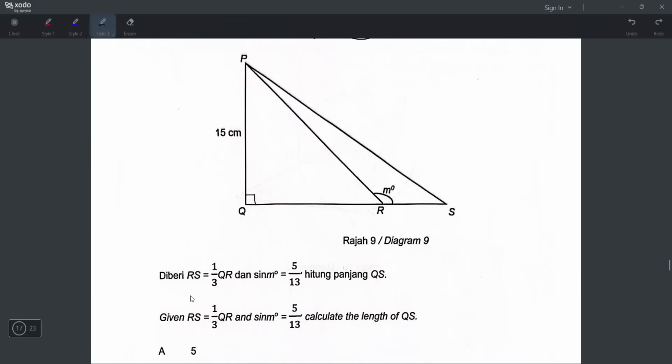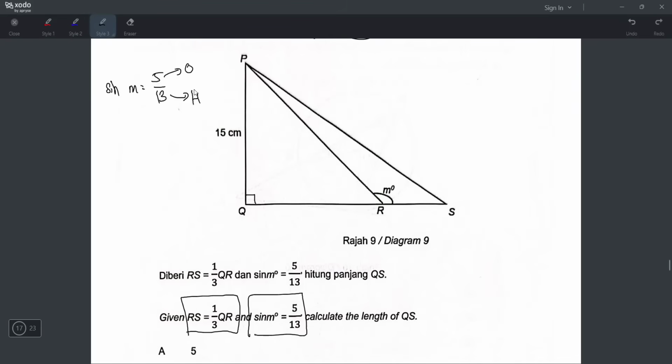Okay, now let's read. Given RS is 1/3 QR. RS is here, QR is here, and they say RS is 1/3 times QR. But since I don't have any of these two sides, I cannot use this information now. Then the second information I can use already. Sin M is 5/13. Okay, this one you can use to label. Sin means SOH of SOH CAH TOA, right? So the 5 is the opposite, the 13 is the hypotenuse.